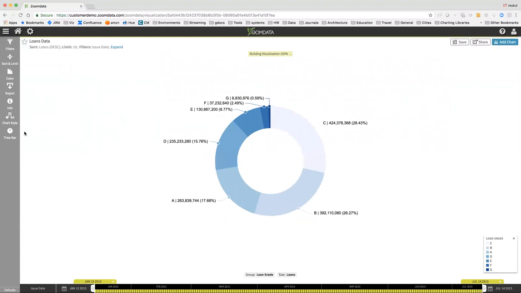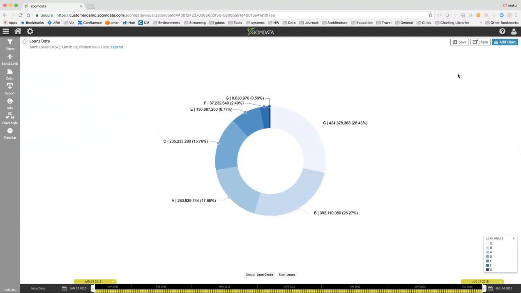So as I pull this up, I can see that my loan grades A through D represent a large chunk of the loans, and loan grades A through D also happen to represent the relatively lower risk grades. The highest risk grades are F and G, and those represent much smaller slices of the overall portfolio. So now I have a good sense of how my portfolio lies and what the distribution of that is.